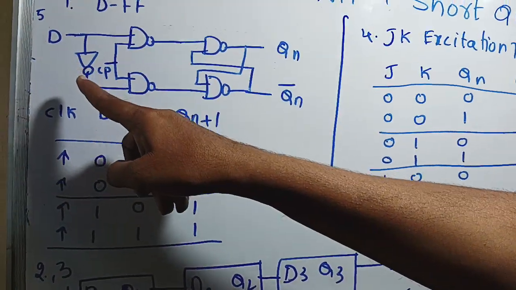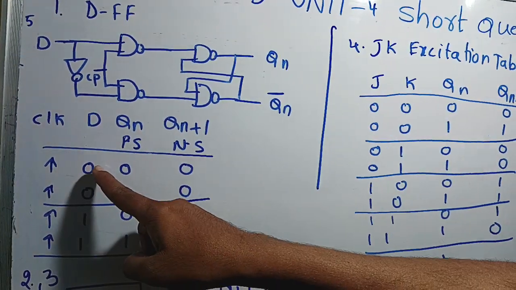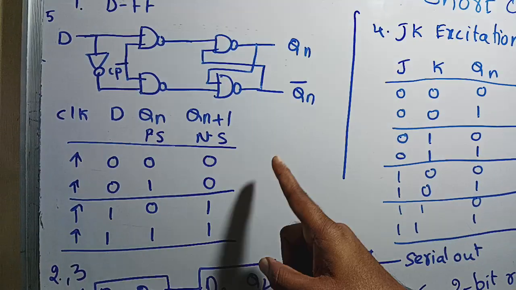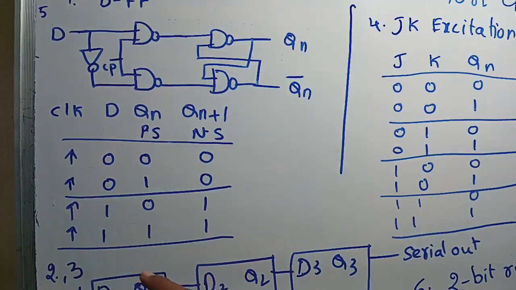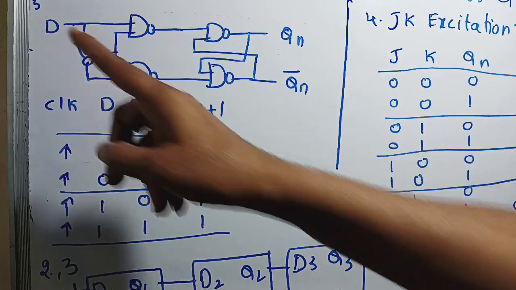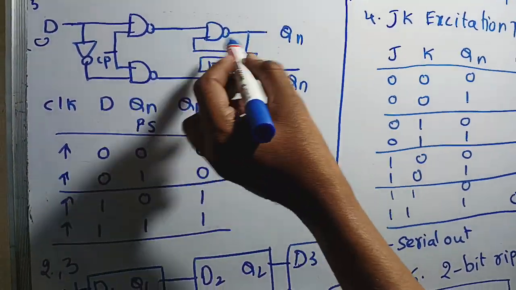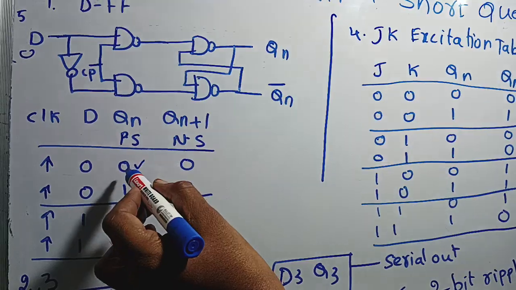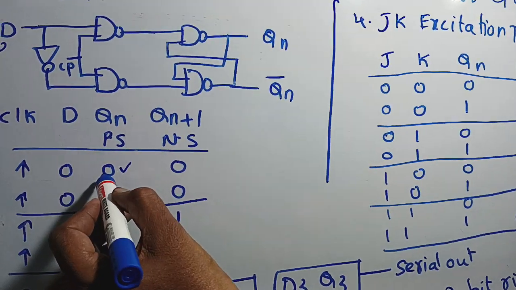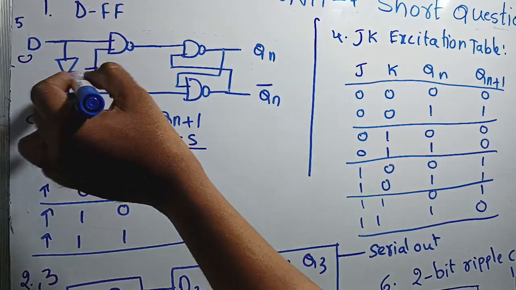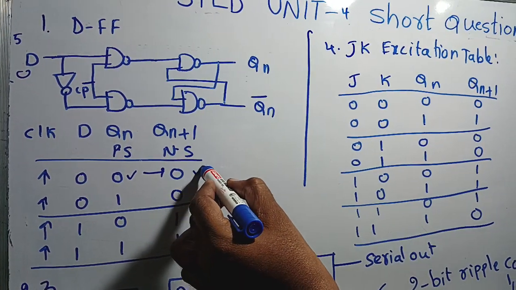So here D is a single variable. We have two cases. When D equal to 0, what is the output? When D equal to 1, what is the output? If I am taking D equal to 0, maybe the present state is 0. D equal to 0, present state is 0, output will be 0. If you substitute 0 here, you will get next state as 0.